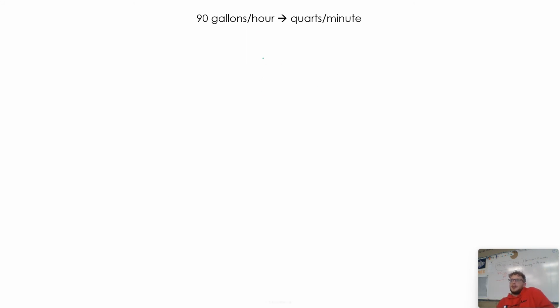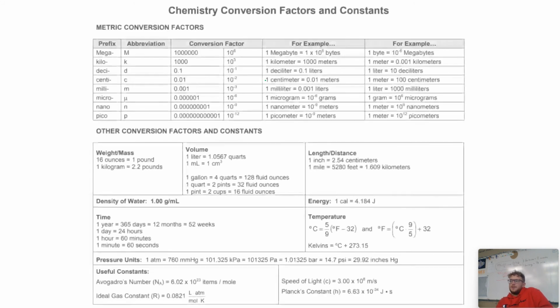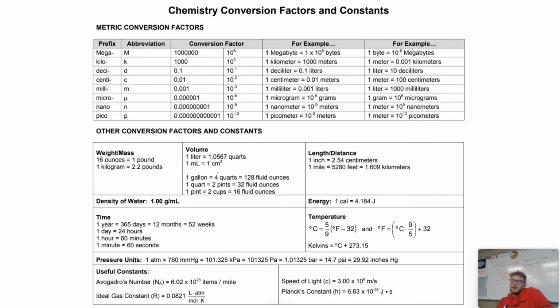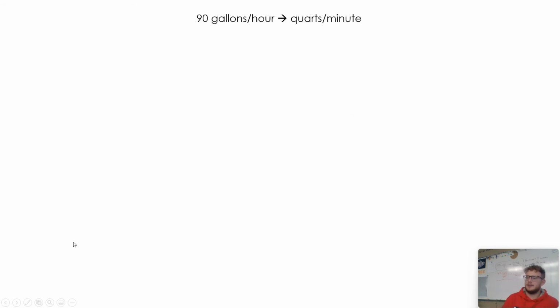Well, what does this look like? Gallons to quarts. I'm going to do that one first. What's my conversion between gallons and quarts? I'm going to look on here. I've got 1 gallon is 4 quarts. So I'm going to write that down. That's good. 1 gallon equals 4 quarts.